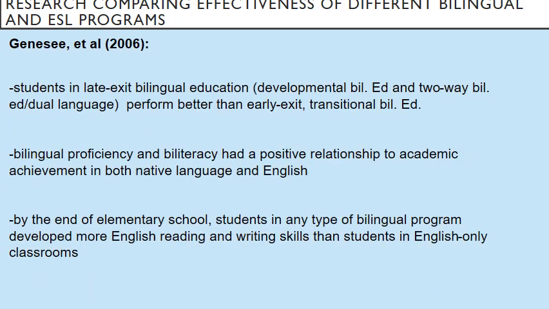Genesee in 2006 found that students in late exit bilingual programs, so that would be like two-way dual language programs or developmental bilingual education programs, did better than early exit transitional bilingual programs. So once again, the more years in the native language, the better students would perform on achievement tests in English and also achievement tests in their native language. They found that bilingual proficiency and biliteracy led to a positive impact, or a positive relationship, to students' academic achievement. And that was once again on native language tests and tests in English.